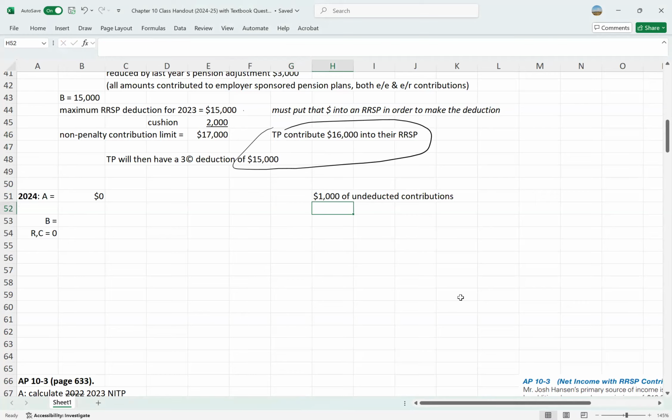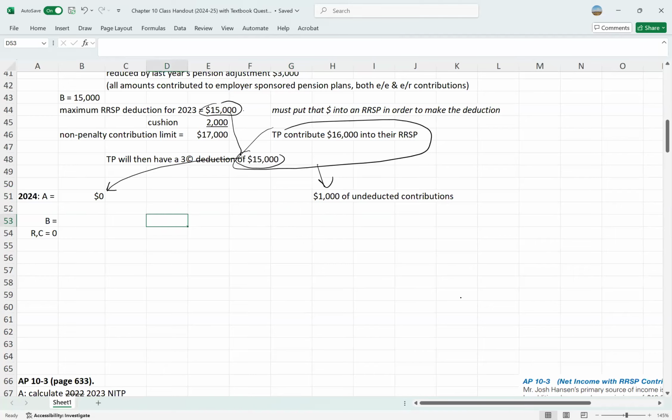So we made 16,000 of contributions last year. We only deducted 15,000, so we still have 1,000 of contributions that we haven't deducted, and that will carry forward. So that's one amount that will carry forward. But in terms of our deduction room, we were allowed to deduct 15. We deducted 15, so the deduction room carry forward is 0.